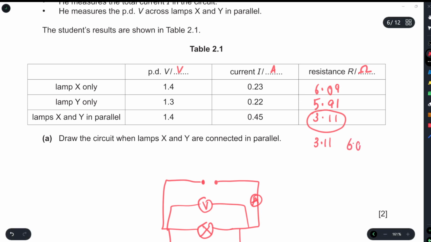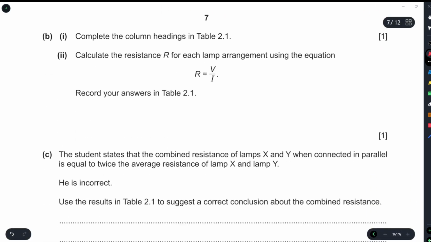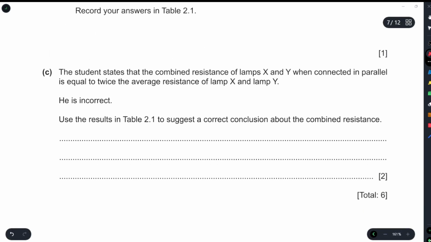Let's consider the average resistance 6.09 plus 5.91 divided by 2. तो ये कितना हो जाएगा, 0.09 ऐड करेंगे तो वो 6 बन जाएगा. तो 6 plus 6 upon 2 is going to give me exactly 6 ohms. So the average resistance is 6. Parallel के अंदर resistance जो है वो 3.11 आ रहा है. So I'm gonna say that yeah, definitely we can say that our 2.1 suggests a correct conclusion.